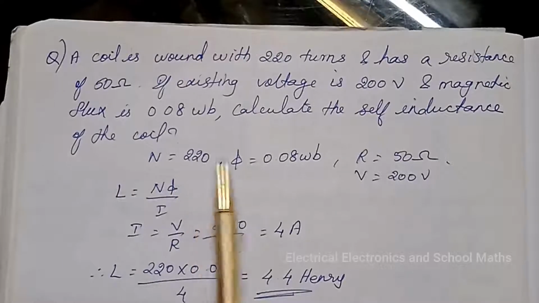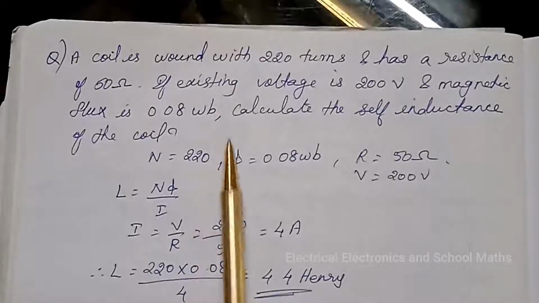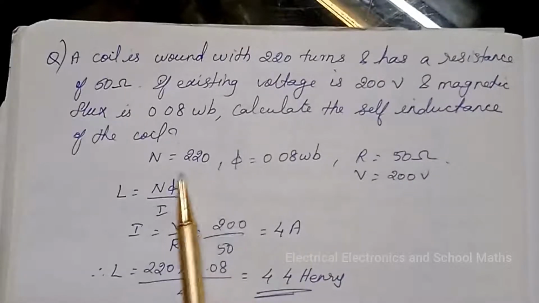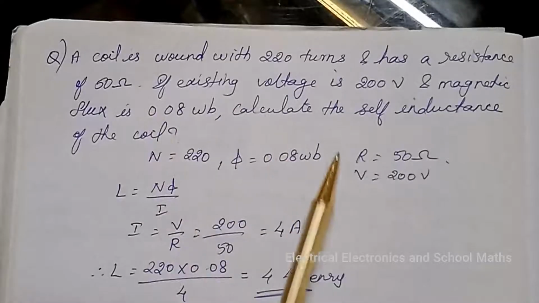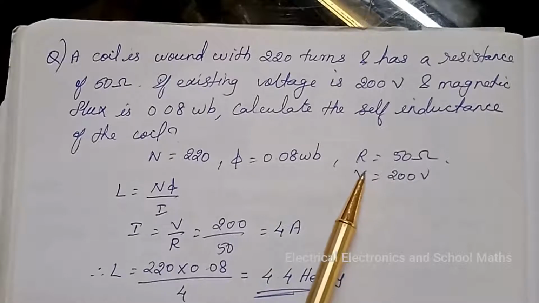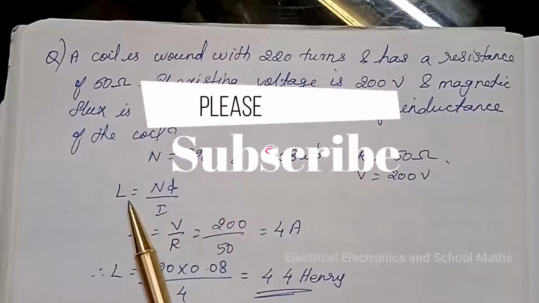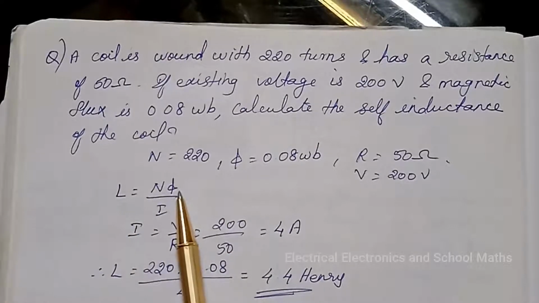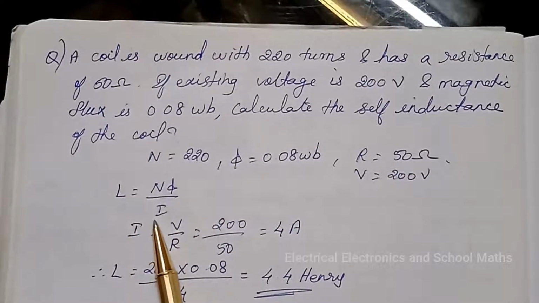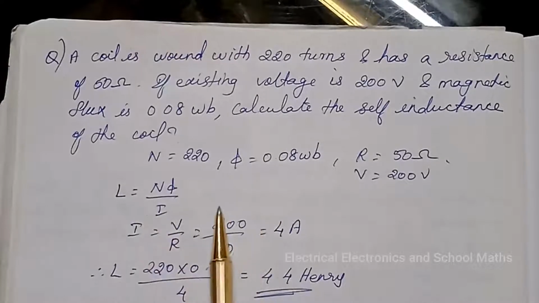First of all, write down the given data. Number of turns, flux, resistance and voltage are given. We have to find the self-inductance. And we know self-inductance L is equal to N into phi divided by I. But the current is not given.